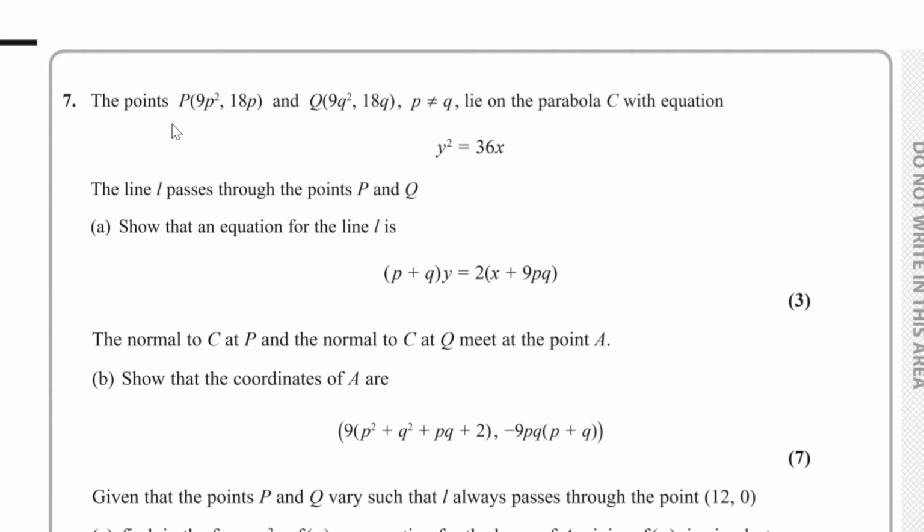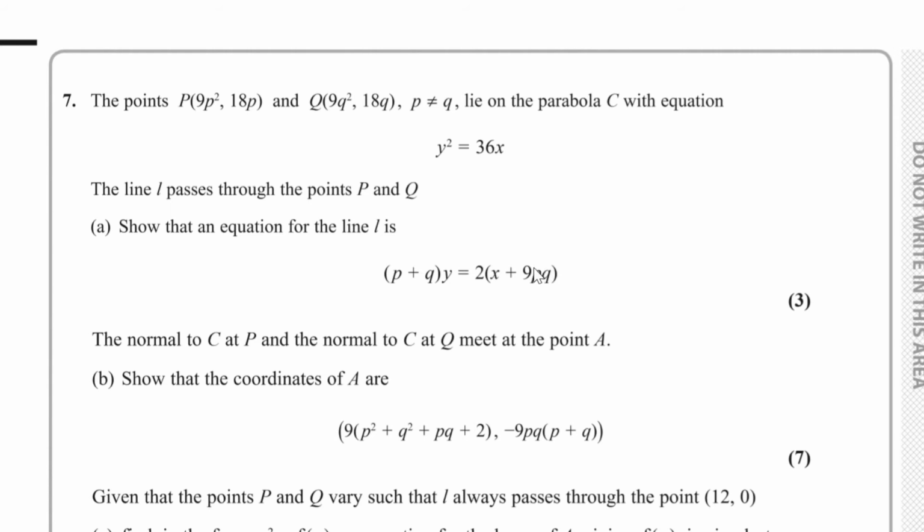Question number 7. The points P with coordinates 9p squared, 18p, and Q with coordinates 9q squared, 18q, where P doesn't equal Q, lie on the parabola C with equation y squared equals 36x, and the line L passes through the points P and Q. And for part A, we have to show that an equation for the line L is given by p plus q lots of y equals 2 lots of x plus 9pq.